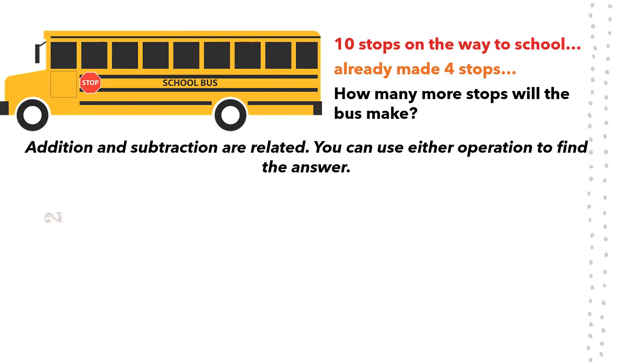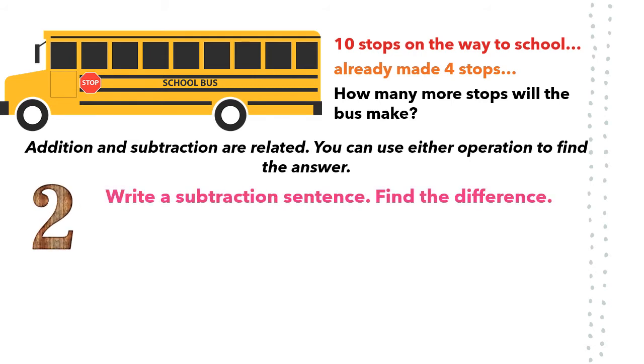Well, what about way 2? We're going to use subtraction. Write a subtraction sentence and find the difference. Well, I know the total number of stops is 10. And I have to subtract the stops I've already made. So that's 4 stops. And that will give me the difference, which is the number of remaining stops.